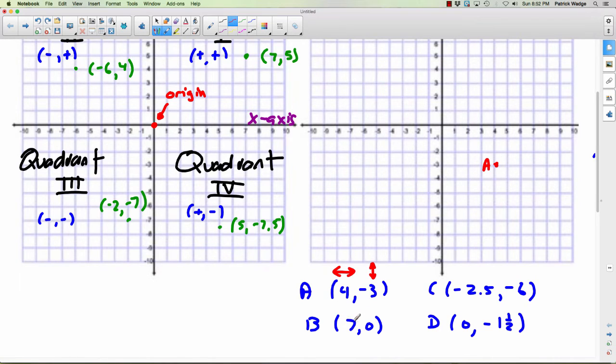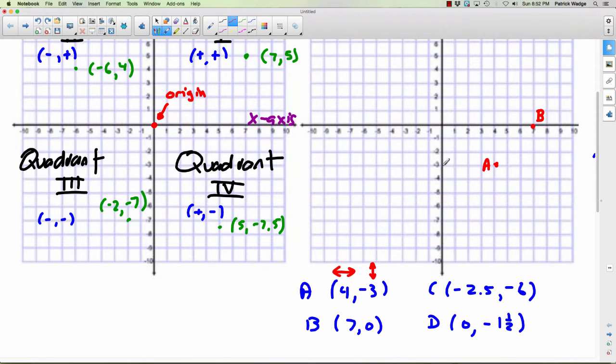Okay, B. 7, 0. Well, that means start at the origin, go 7 to the right, 1, 2, 3, 4, 5, 6, 7, and then how do I move up and down? I don't. It's a 0. You don't move up and down. This is the point. So that's our point B right there.